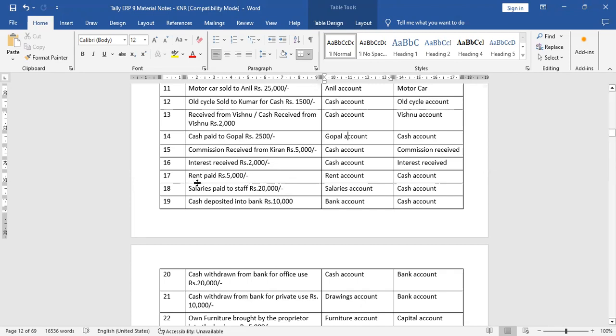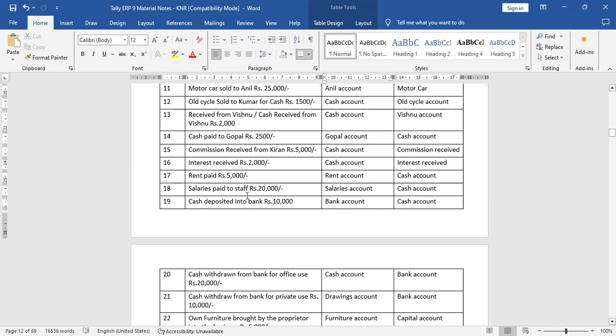Next one, rent paid, rupees 5,000. Rent paid to landlord. Sometimes the landlord is also mentioned. You are paying the rent. Rent paid means cash comes in or goes out? Goes out. Goes out means which side do you enter? Credit side. Rent is an expenditure. Expenditure, which side do you enter? Debit side. Paid means what you pay, cash only. Cash comes in or goes out? Going out. Right.